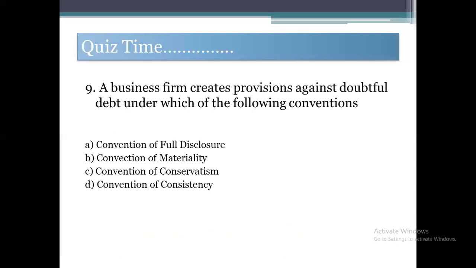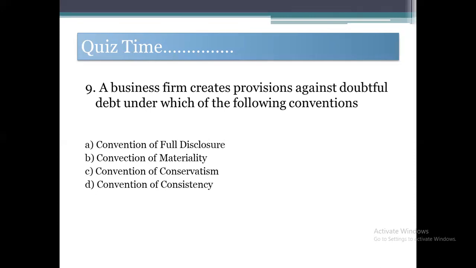Question number 9, on board: a business firm creates provision against doubtful debts. As per which convention? Let's be quick, guys. We have to finish it off. I think another one is the last question. We have talked enough of it, right? Somebody is writing A. No, answer is not A.